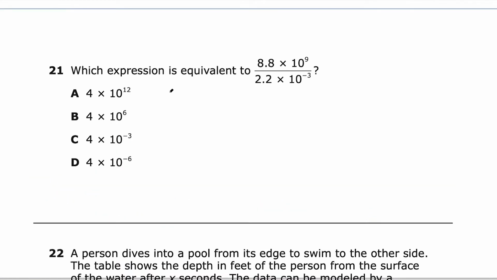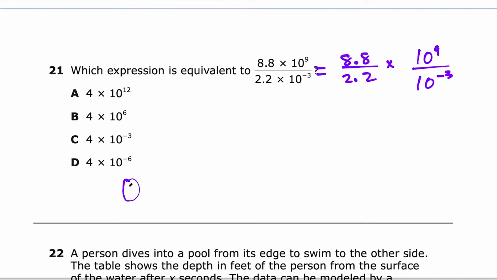Question 21, we could use a calculator, or we could just do this in our heads. Anytime you have a fraction where everything on top and bottom is attached by multiplication, you're allowed to break this up into individual fractions. Like I could say that this is 8.8 divided by 2.2, and this is now being multiplied by 10 to the 9 over 10 to the negative 3. So I'm allowed to split a fraction up by multiplication as long as everything on top is attached by multiplication, and the same thing with the bottom.